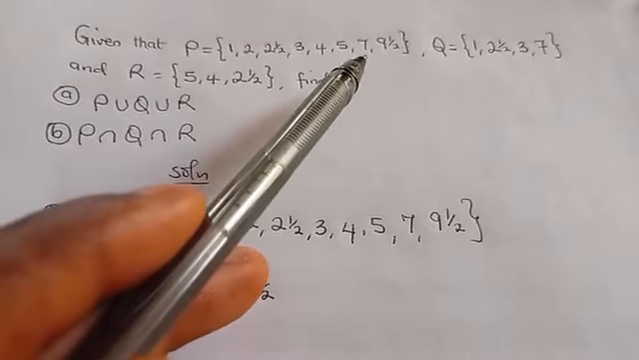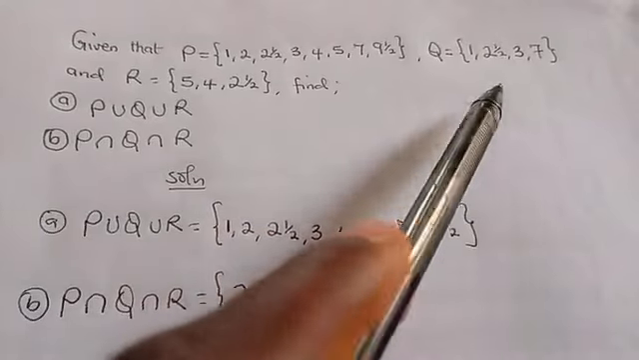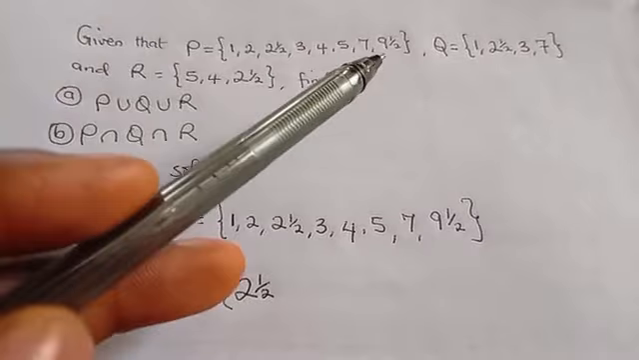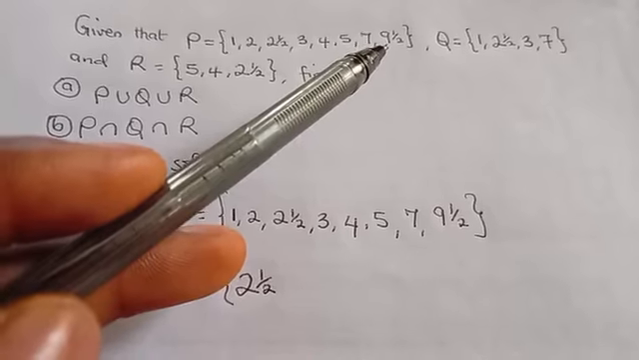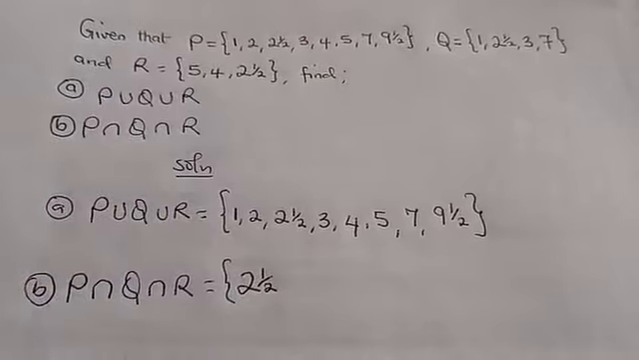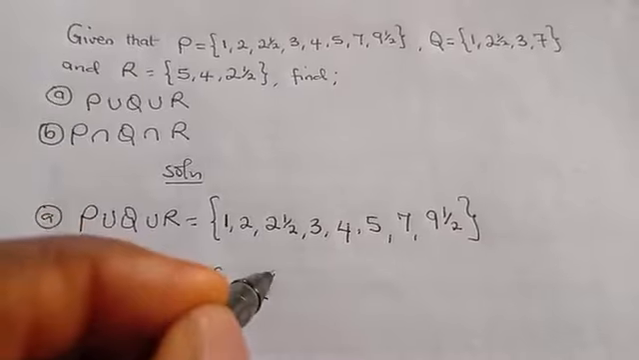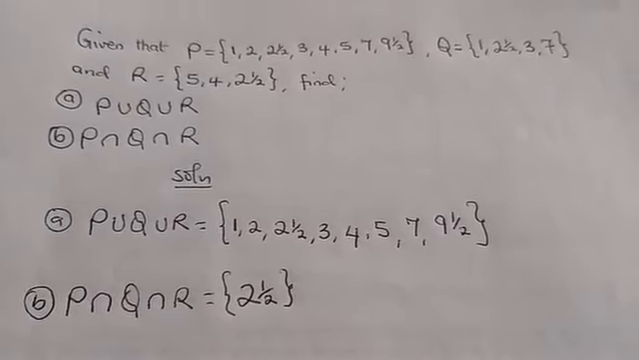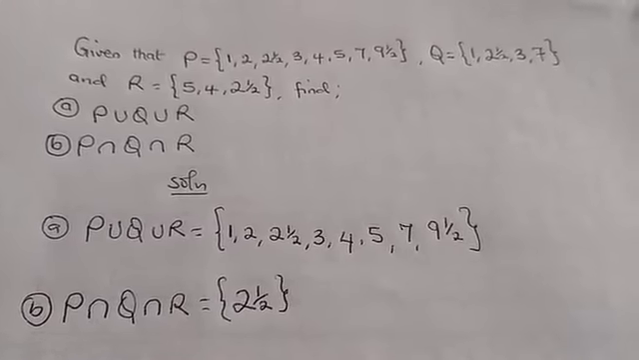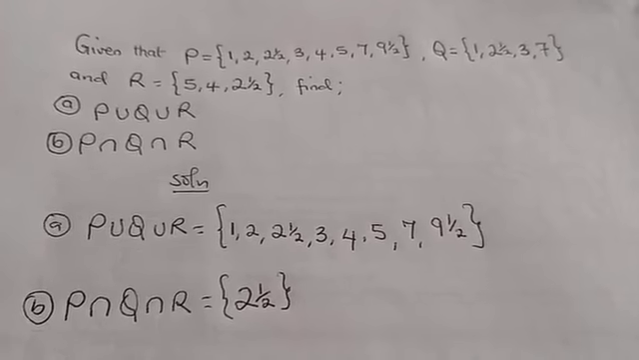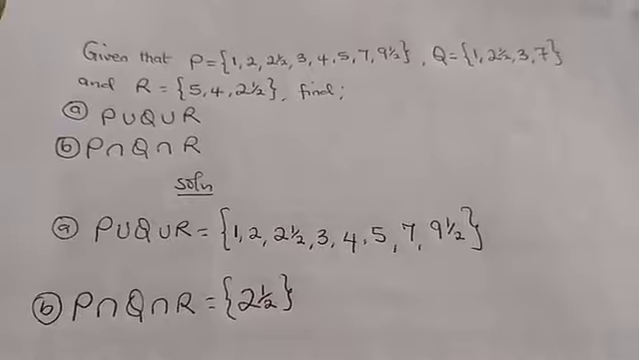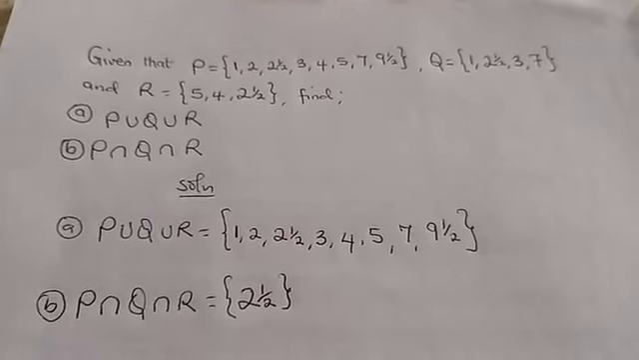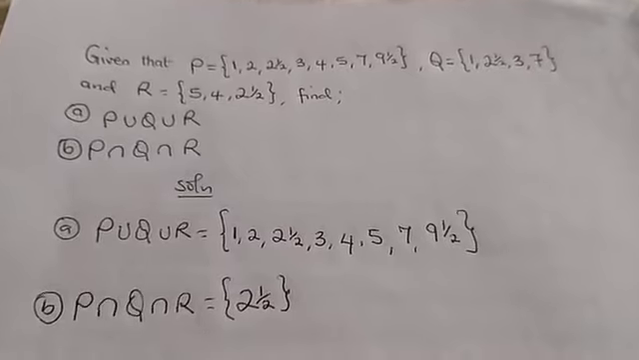Next, we have 7 in set P, 7 in set Q, but there's no 7 in set R. So we cannot list that element here. And lastly, we have 9.5, which is only present in set P. So that implies that 2.5 is the only element that can be found in P intersecting Q intersecting R. There are other questions that can come out from this. They can ask you for P intersecting R, P intersecting Q, Q intersecting R, as the case may be.